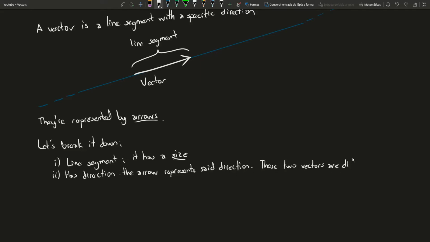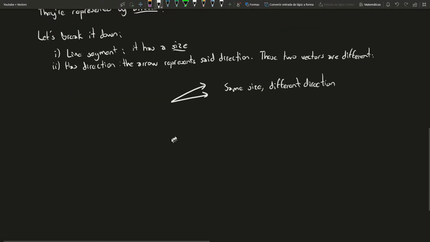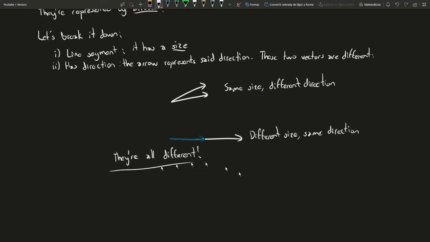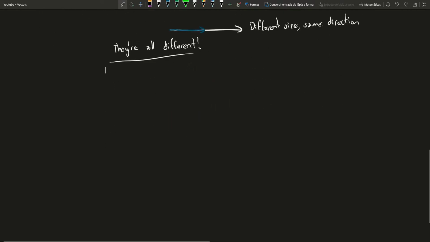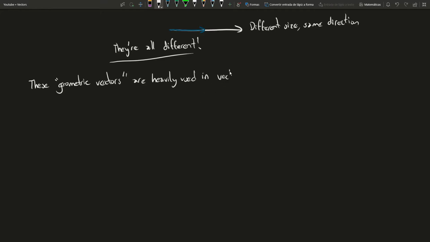So, according to those two concepts, the following pairs of vectors are all different. In the first case, they have the same size, but point towards a different direction. In the second case, both vectors are in the same direction, but their sizes are not equal. Hence, they're not the same vector. These geometric vectors are heavily used in analytic geometry and classical physics.